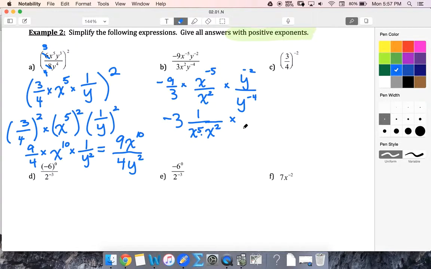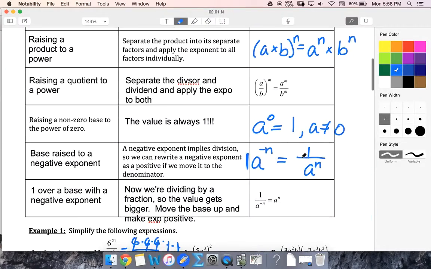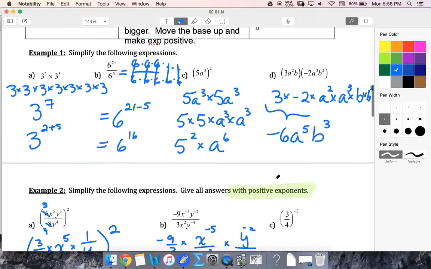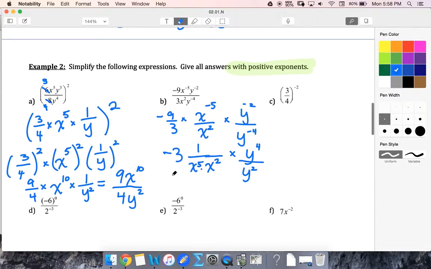Now over here, my y squared, that comes to the denominator. My y to the negative 4 comes up to the numerator. So that's using my exponent laws over here with my negative exponents. And now I can put everything together. I've still got negative 3. If I want to, I could write that as negative 3 over 1. But I've got negative 3 in the numerator. X to the 5th times x squared in the denominator, that's x to the 7th. Y to the 4th divided by y squared, that's going to leave me y squared up top. I have more y's in the top than I do in the bottom.